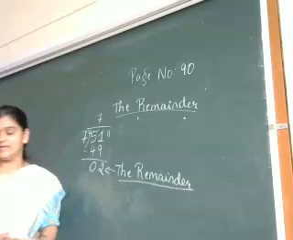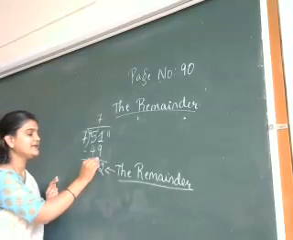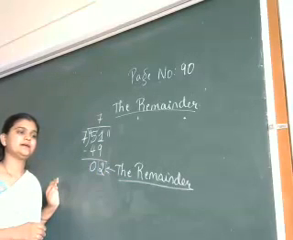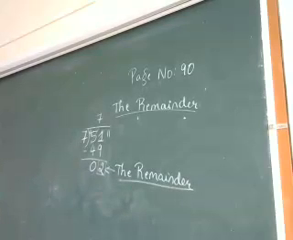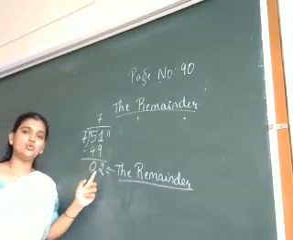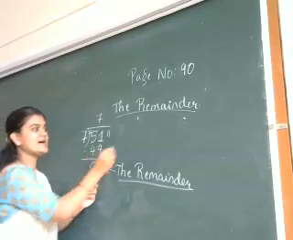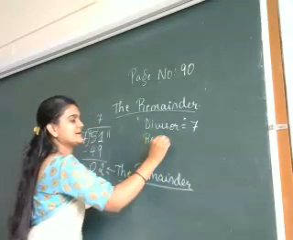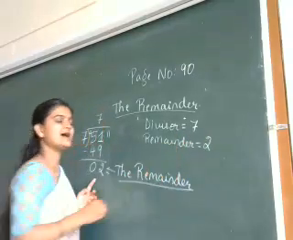If there is any doubt, let me know. Now see here. Here the remainder is 2. Can you still divide it, children? Can you still divide 2 by 7? Is it possible? You have to stop the division when the remainder is smaller than the divisor. See here. We have the remainder as 2. Okay? What is the divisor? 7. 7 is our divisor. Remainder is how much? 2.